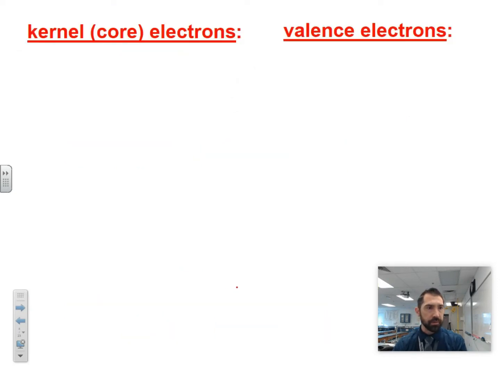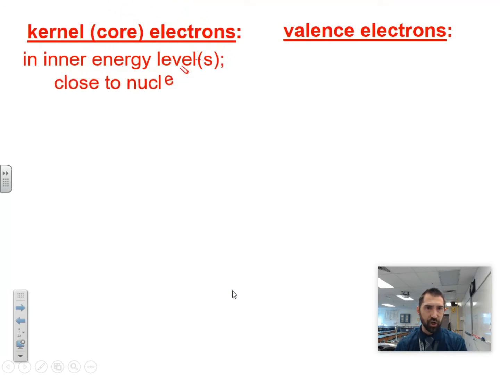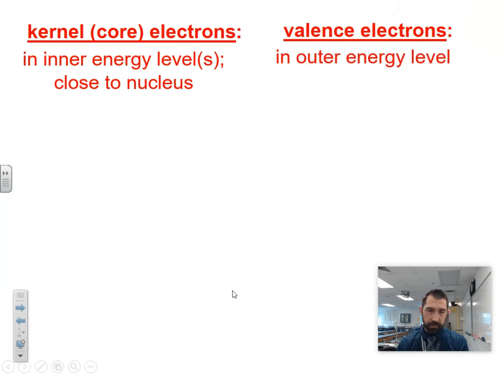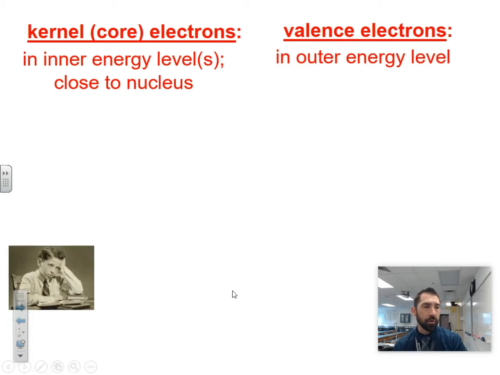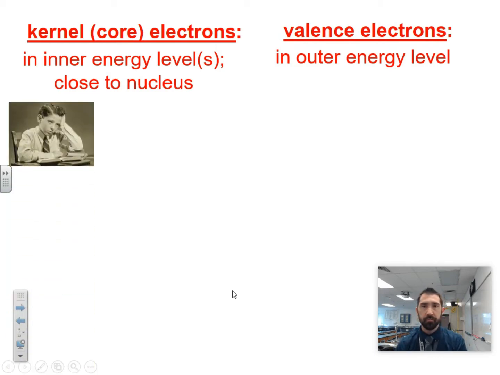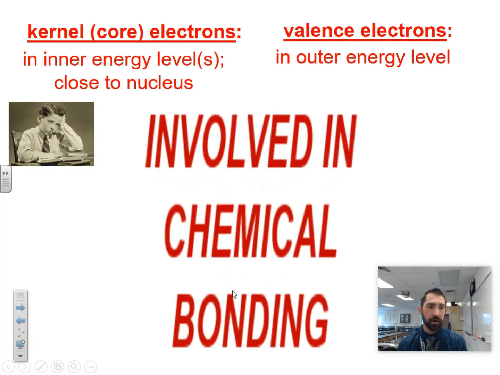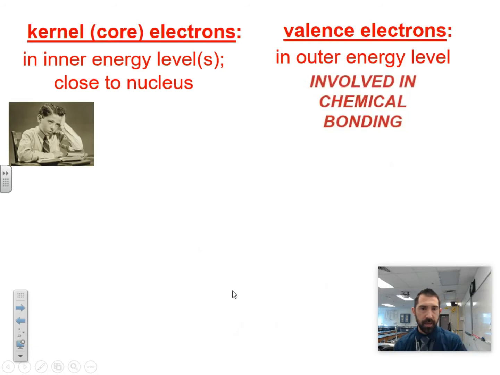So let's define both of these terms. The core electrons are those inner energy level electrons that are closest to the nucleus. And the outer energy level then are the valence electrons. And those core electrons are kind of boring. They don't really participate in bonding, so they're there, but they're not the ones involved in chemical bonding. So again, that annoying animation there is to really have you focus on the idea that it's the valence electrons that participate in chemical bonding.